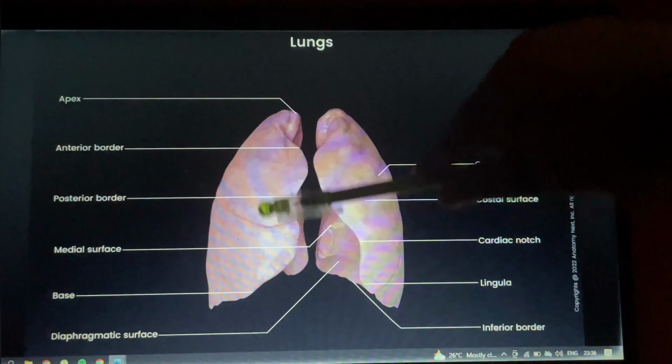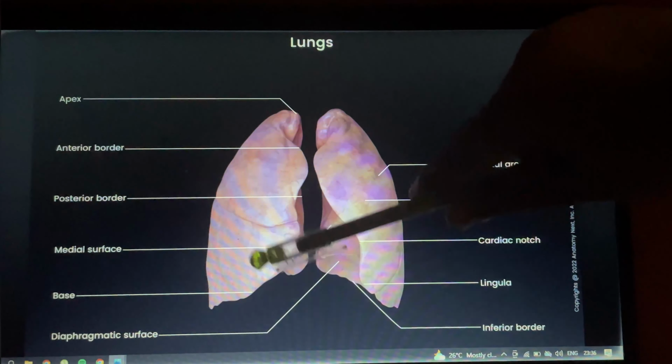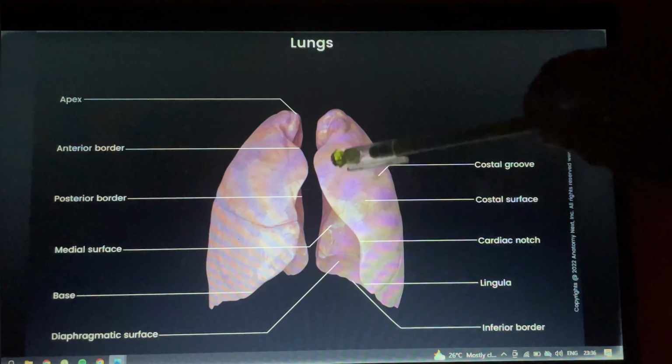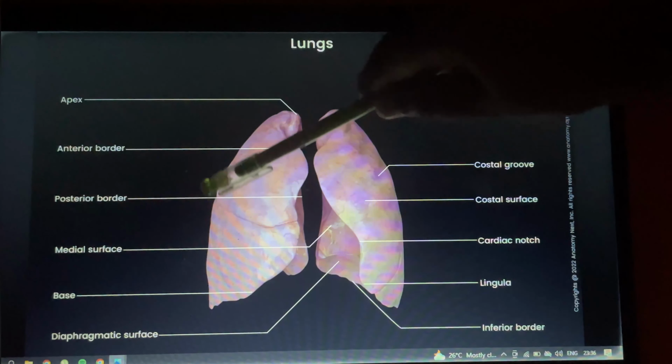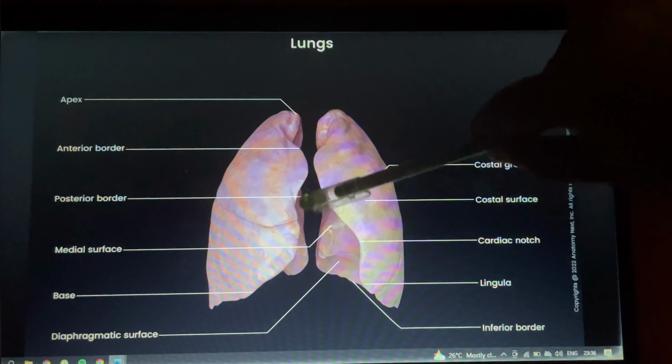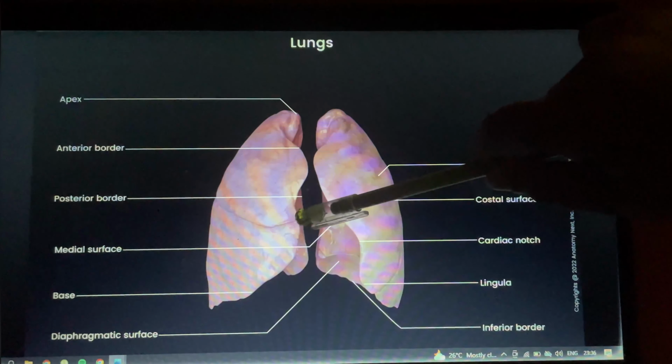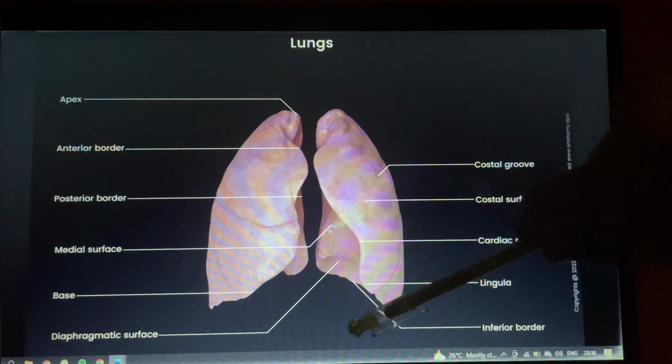Anterior border seen in front, posterior border seen at the back, and inferior border seen below, and it has two surfaces, mainly the costal surface and the medial surface. The medial surface is divided into the vertebral surface and the mediastinal part.